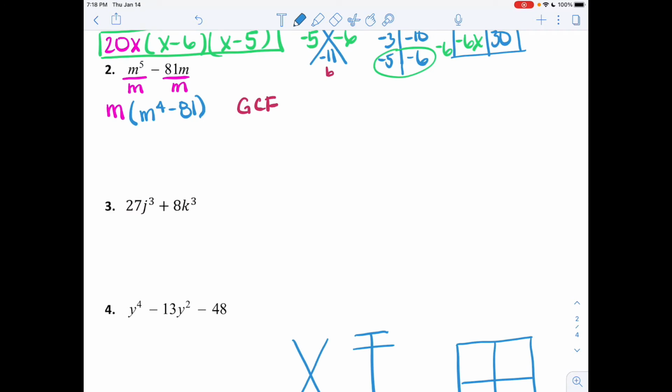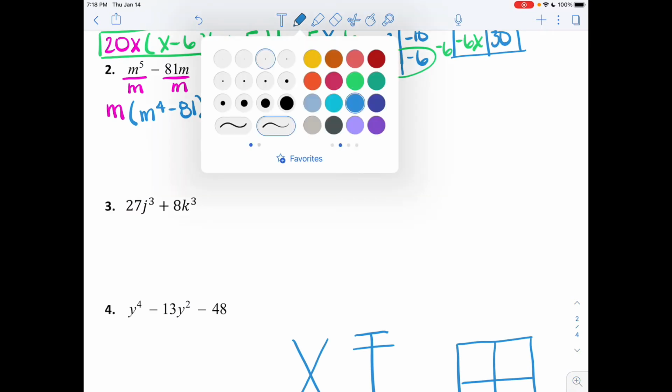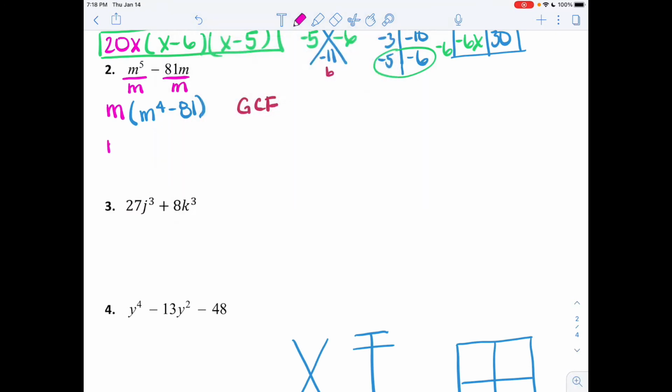Back over here in my notes, I want to go ahead and just bring along the m. I'm going to break the m to the 4th minus 81 into two pieces based on the difference of two squares. So that says that we take the square root of the thing that's squared. That's going to give me an m squared that I write at the front of each of these. The square root of 81 is 9, and so that goes in the back. One of these gets a plus sign and one gets a minus sign.